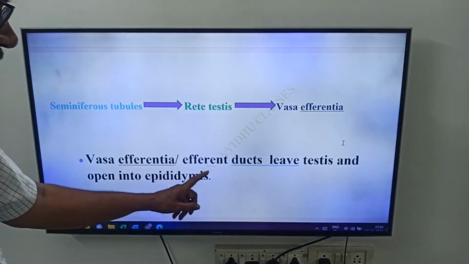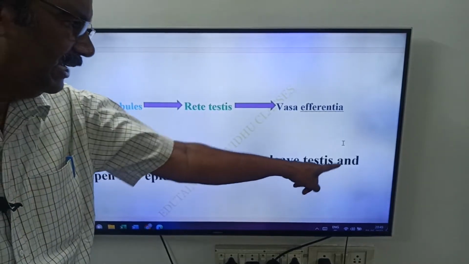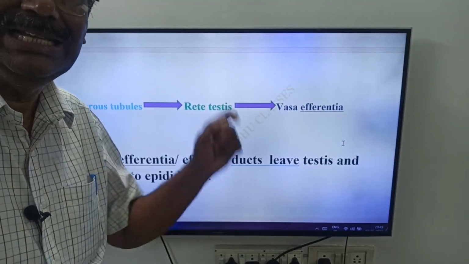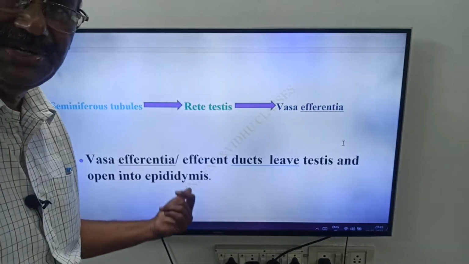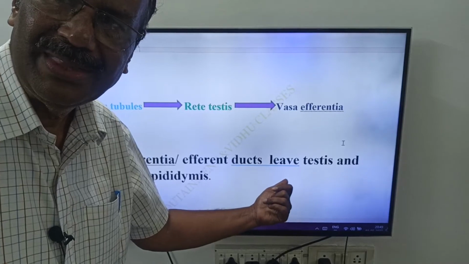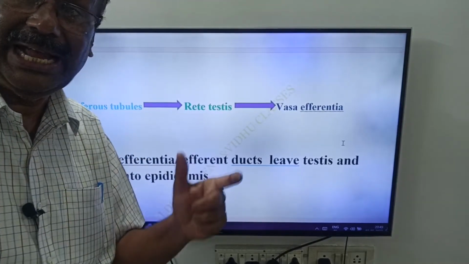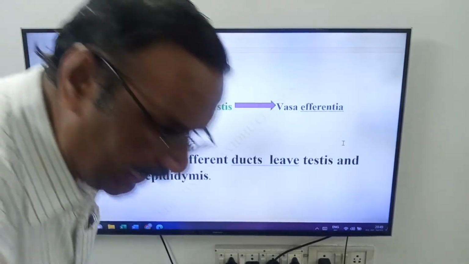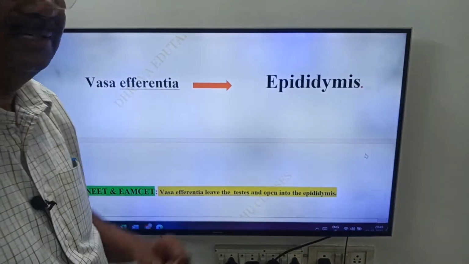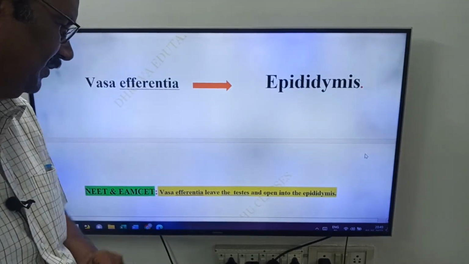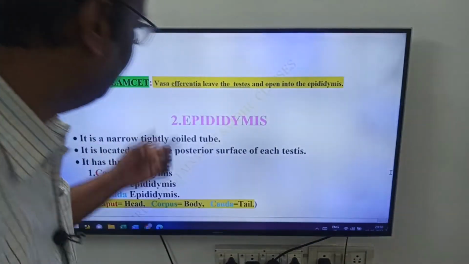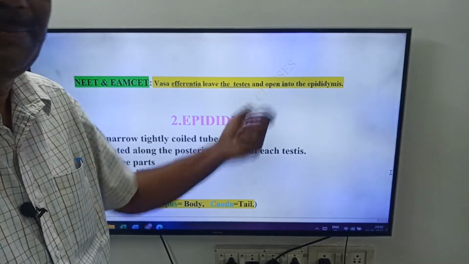Vasa efferentia is also called efferent ducts. They leave the testis and open into the epididymis. Who is leaving the testis? That is vasa efferentia. It leaves the testis and opens into the epididymis. One more important point, friends: vasa efferentia is leading into what? The epididymis. Now see one important neat point: vasa efferentia leave the testis and open into the epididymis.